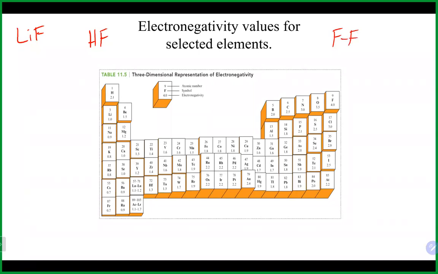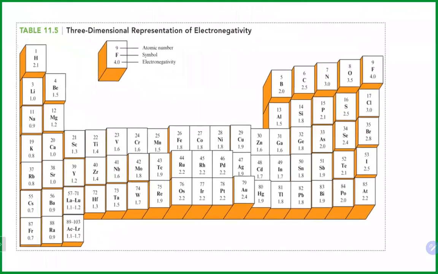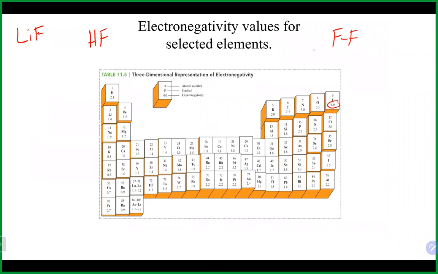If we use these values that you see here, and look for fluorine, the value is 4, which is the most electronegative element. So this one would have a value of 4, and this one would have a value of 4. The change in electronegativity here would obviously be 4 minus 4, which is 0. And 0 falls between 0 and 0.4, which means we would expect this to be a nonpolar bond, like we talked about.